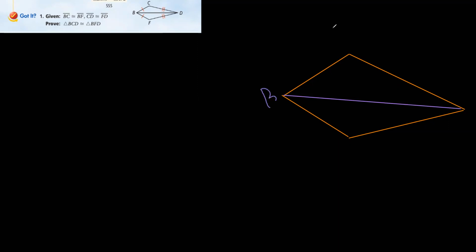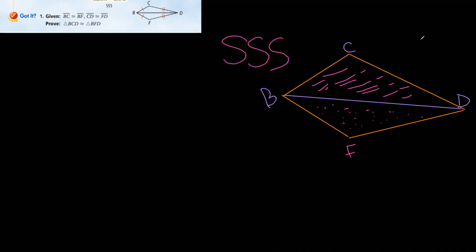My first triangle is BCD, and my second one is BFD. Okay? For this one, now I need to prove that the triangle BCD is congruent to this triangle, by using the postulate SSS. SSS means side, side, side.